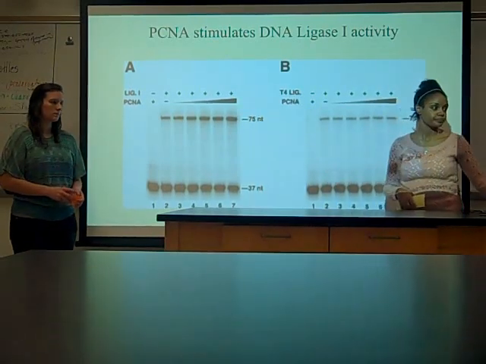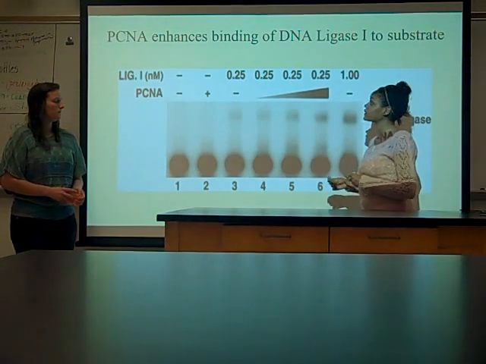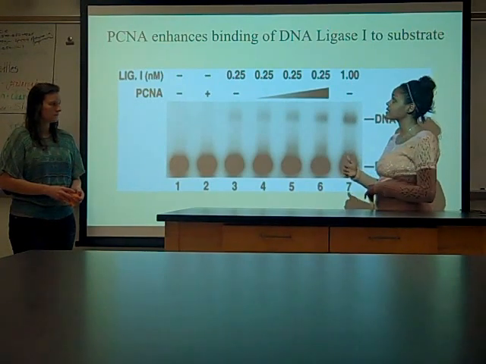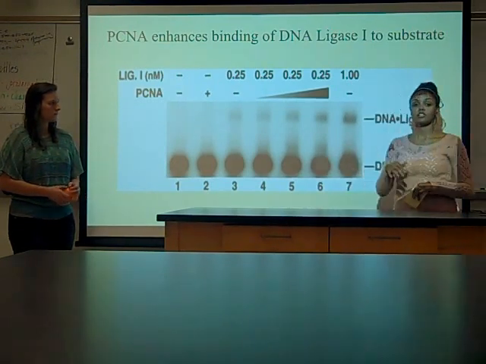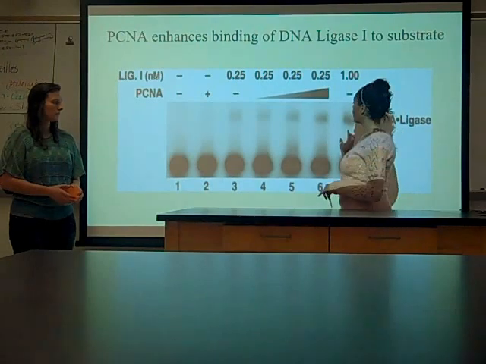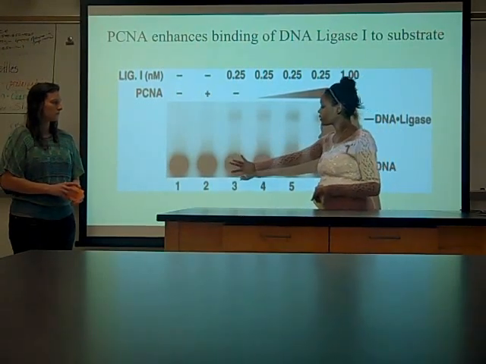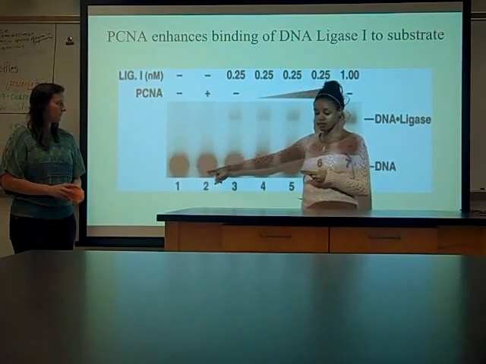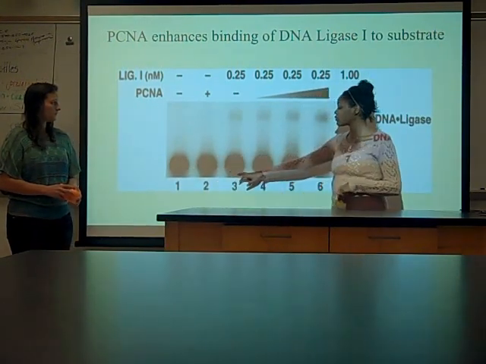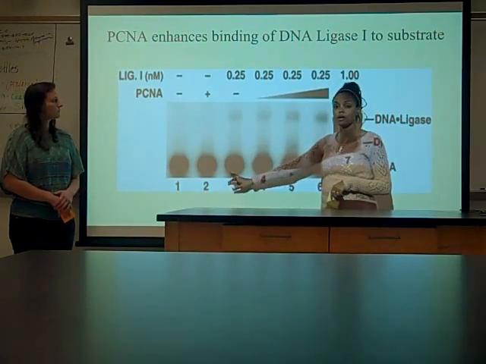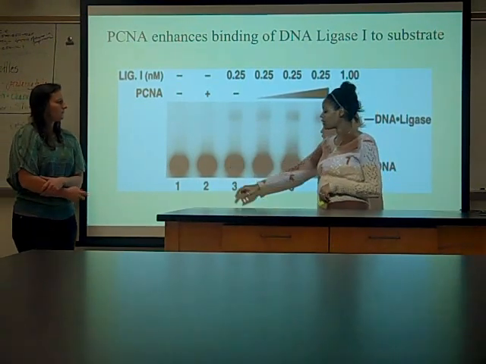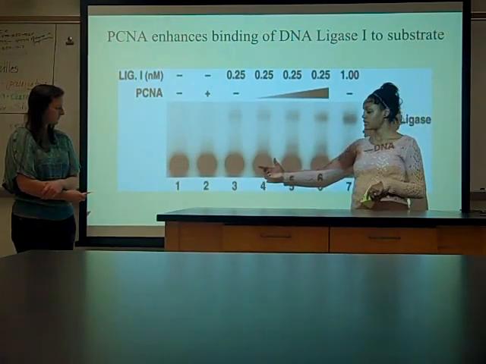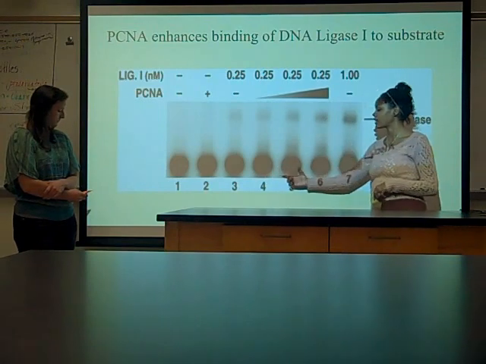DNA ligase 1. The next experiment that we found was interesting in this paper was when they looked at PCNA enhancing the binding of DNA ligase 1 to DNA substrate. So just to break down this gel for you, lane 1 was just DNA substrate by itself. Lane 2 was PCNA by itself. Lane 3 was the DNA ligase 1 by itself. And then lanes 4 through 6 had all three together: PCNA, the DNA substrate, and DNA ligase 1.